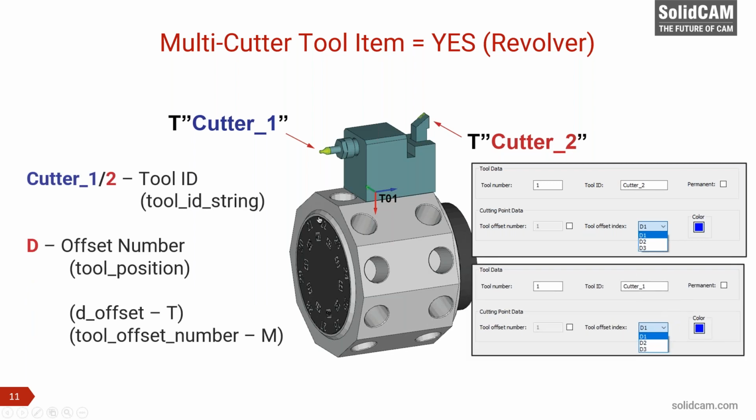Right, so with that said, here I just left the cutter ID for 1 and 2. You will use the tool ID for the variable tool ID string. While for the D offset number, you can use the same variables as we mentioned in the previous slide, pretty much the same, okay? Either tool position or D offset and tool offset number.